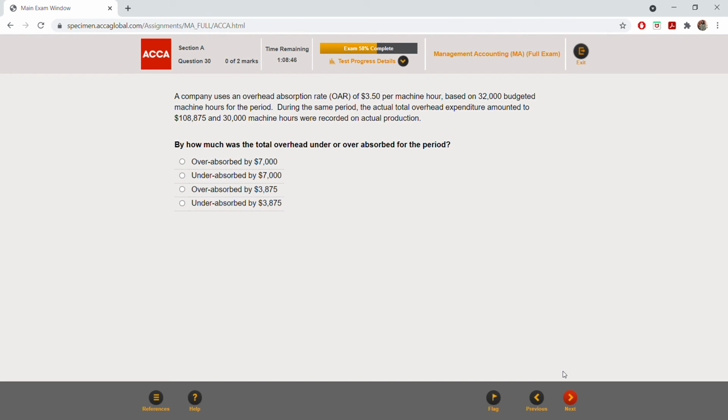Right? All these questions will be there under absorption, over absorption and all. A company uses an overhead absorption rate of 3.5 per machine hour based on a 32,000 budgeted machine hour for the period. During the same period, actual total overhead expenditure amount to this and 30,000 machine hours were recorded in actual production. By how much was the total overhead under or over absorbed for the period? Was it over absorbed or under absorbed?